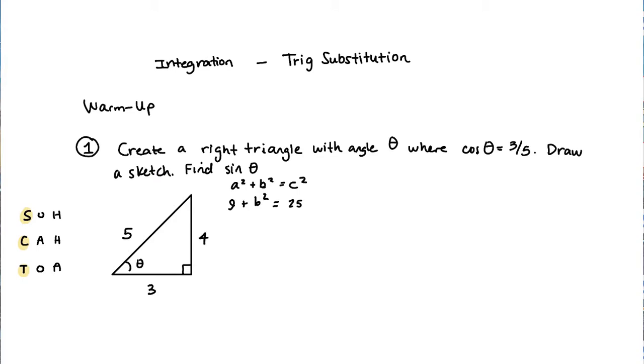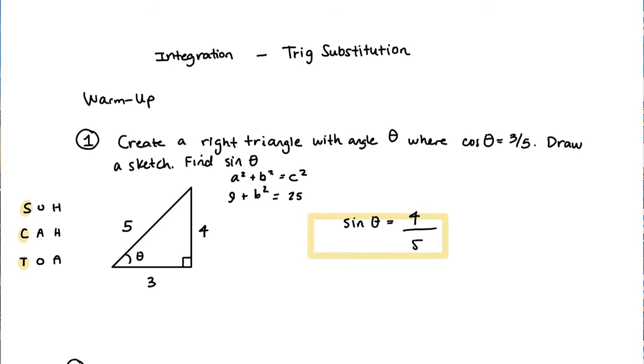Okay, so now the last item, we need to find sine theta. So based on our triangle, sine theta would be equal to the opposite, 4, over hypotenuse, 5. There we go. So hopefully this is bringing it back that once you have two sides of the triangle, you can always find the third side of the triangle using the Pythagorean identity.